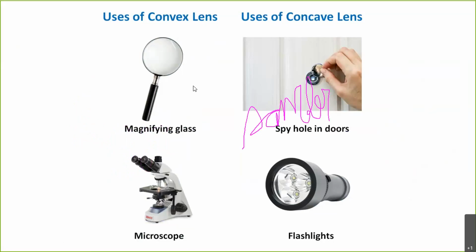All right, so convex makes things bigger, concave makes things smaller. And there's a lot more image properties depending on where the object is for these types of lens as well. Another topic.